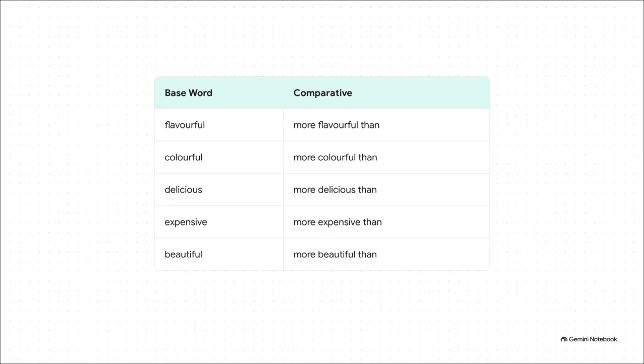Let's slowly read through a few examples. Flavorful becomes more flavorful than. Colorful becomes more colorful than. Delicious becomes more delicious than. Expensive becomes more expensive than. And beautiful becomes more beautiful than. It's incredibly consistent once you get the hang of it.